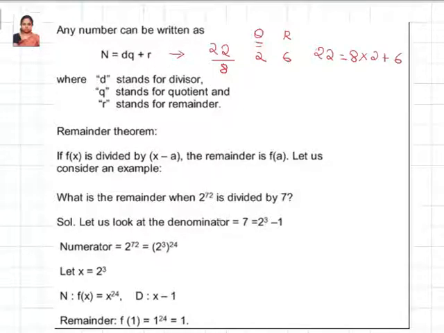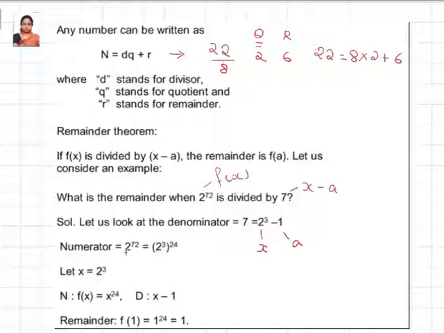So the remainder for 2 power 72 when it is divided by 7. Here we consider the 7 as x minus a, and the numerator as f of x. We need to bring this 7 also in the form of x. 7 can be written as 2 power 3 minus 1. In that case, I can say this is your x and this is your a. When you bring the denominator in the form of x, your numerator also should be in the same form.